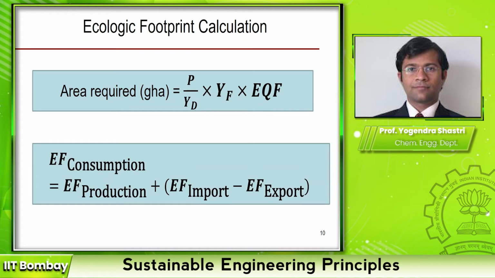If you want to know the ecological footprint of consumption, you can do some calculations based on this. So you have to calculate the ecological footprint because of production and then adjust it for the import and export numbers. This is because the ecological footprint of something that is imported could be very different from what is exported and so on. So this summarizes the final equation.